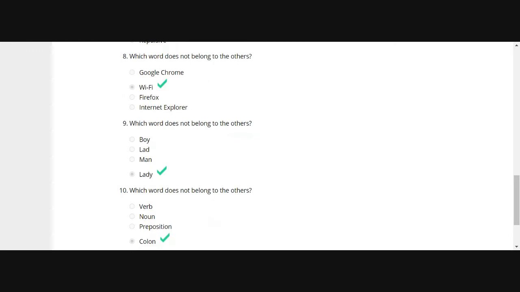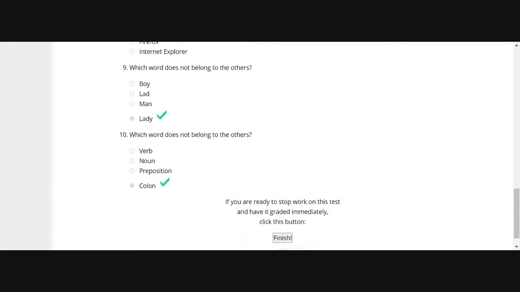Number 9, which word does not belong to the others? You have boy, lad, man, lady. No, boy is a male, lad is a male, man is a male, lady is a female. So on that basis, we are saying lady.